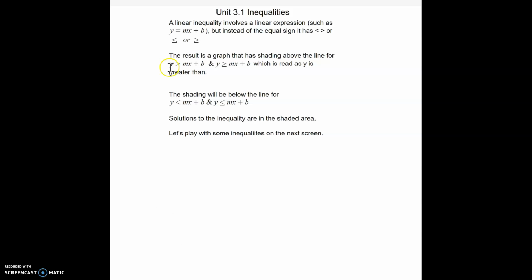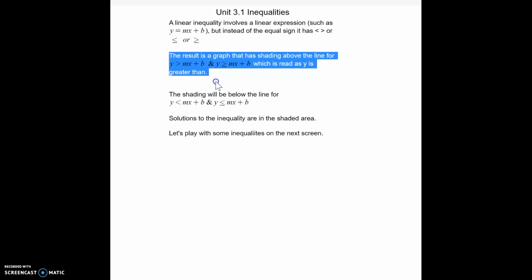So when we read that, the result is a graph that has shading. Which way is the shading? It says right here the shading is above the line for what? For y is, how do we say that? The alligator's eating the y. So if it's eating it, it's bigger. So Cooper, how do we say this? Y is what?